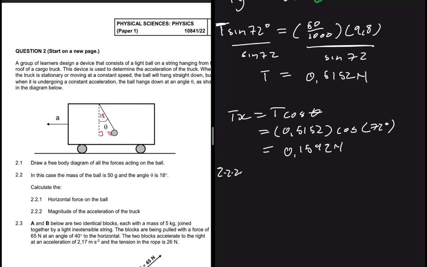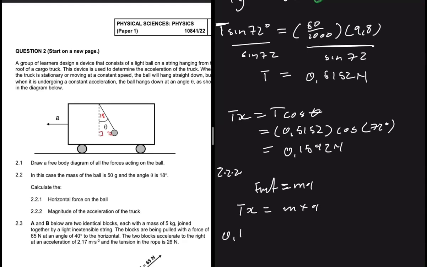2.2.2 magnitude of the acceleration of the track. As soon as I start hearing about acceleration, I'm thinking F net is equal to ma. We want the horizontal acceleration. There's only one force acting on the horizontal, which is Tx. So we're going to have Tx being equal to the mass multiplied by the acceleration.